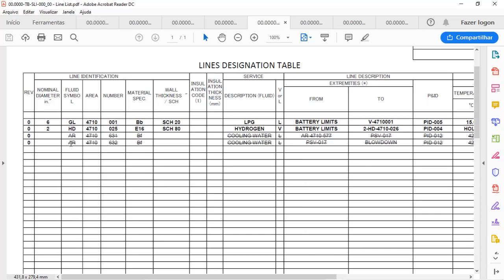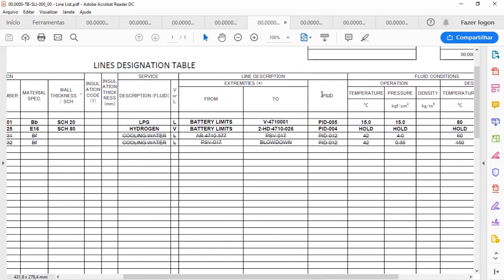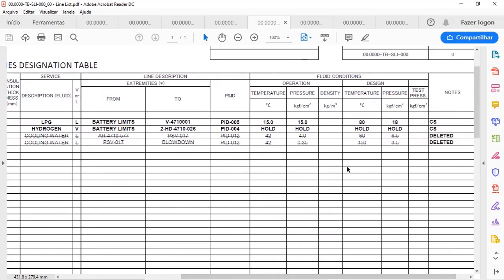And besides the line identification, you will also add to the line list the fluid description, if it is liquid, if it is vapor, or if it is two phases. You will identify from where to where that line goes, and add the P&ID sheet that this line is shown, and also information about the fluid conditions, like operation. That operation is the range that you do your heat material balance in order that your process is running well.